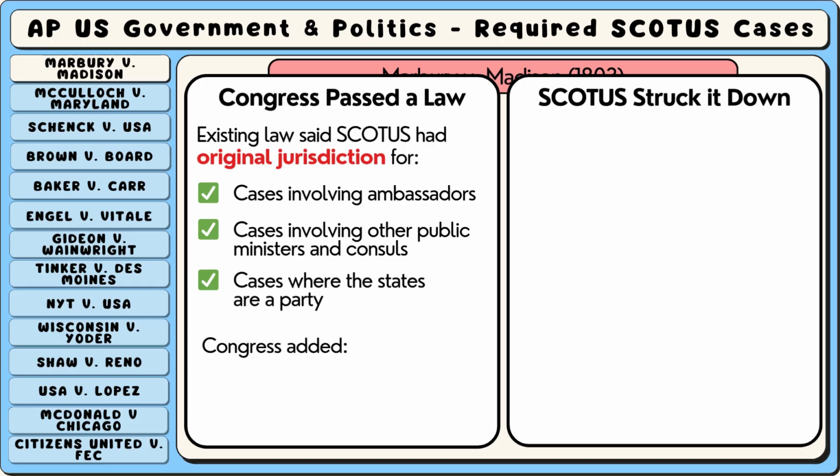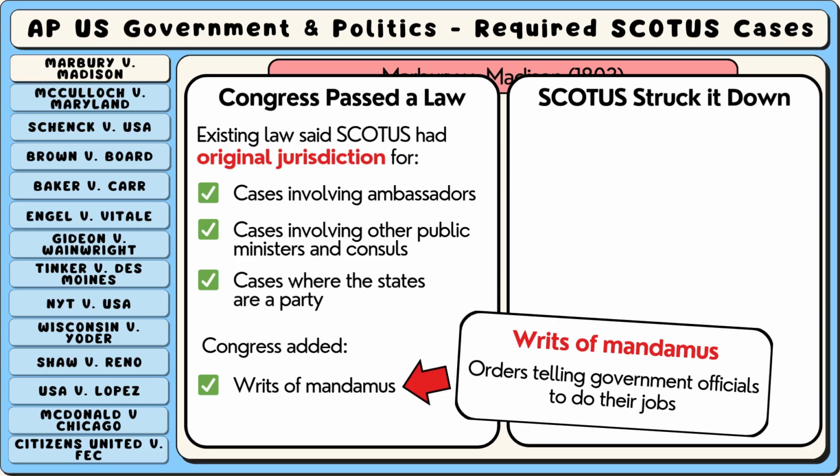Then, Congress passed a law, specifically Section 13 of the Judiciary Act of 1789, that increased the original jurisdiction of the Supreme Court. This law said that the Supreme Court could exercise original jurisdiction to issue writs of mandamus, which are orders telling government officials to do their jobs. This meant that people could come directly to the Supreme Court to have a writ of mandamus issued, and they didn't have to go to lower courts first.